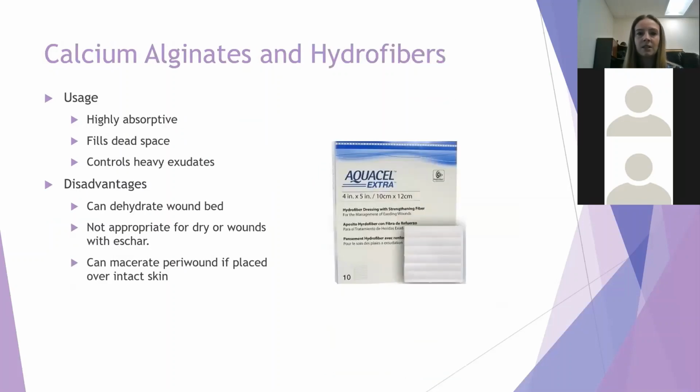Calcium alginates and hydrofibers are used because they're highly absorbative. They can fill in dead space, be used for packing, and control heavy drainage. The disadvantages are that they can dehydrate the wound bed because they absorb so much drainage. They're not appropriate for dry wounds or wounds with eschar. And depending on the type of alginate or hydrofiber you use, it can macerate the periwound if placed over intact skin.